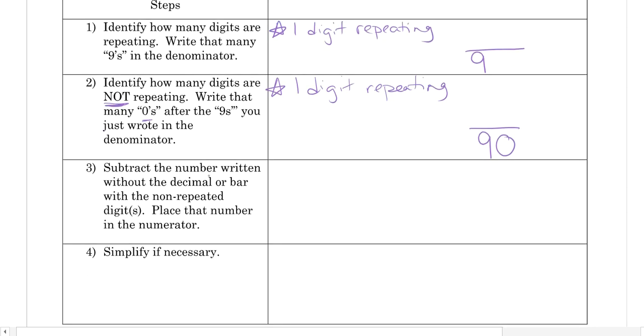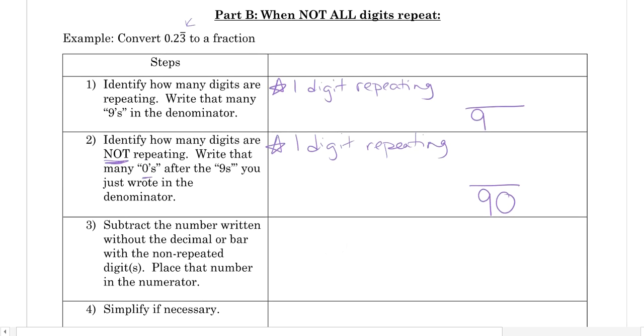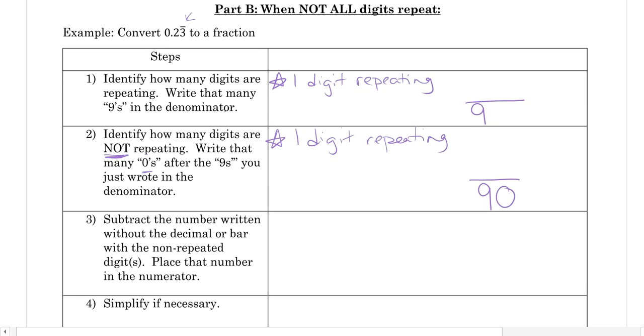You're then going to take the number written without the decimal or the bar, with the non-repeating digits. If I look back at that number and take away the bar, take away the decimal, take away the 0, I'm left with 23. And I want to subtract the non-repeated digit or digits. In this example, the 2 is not repeating. So I'm going to take 23 and subtract 2, and that gives me 21. That's going to be my numerator, and we already know that 90 is my denominator.